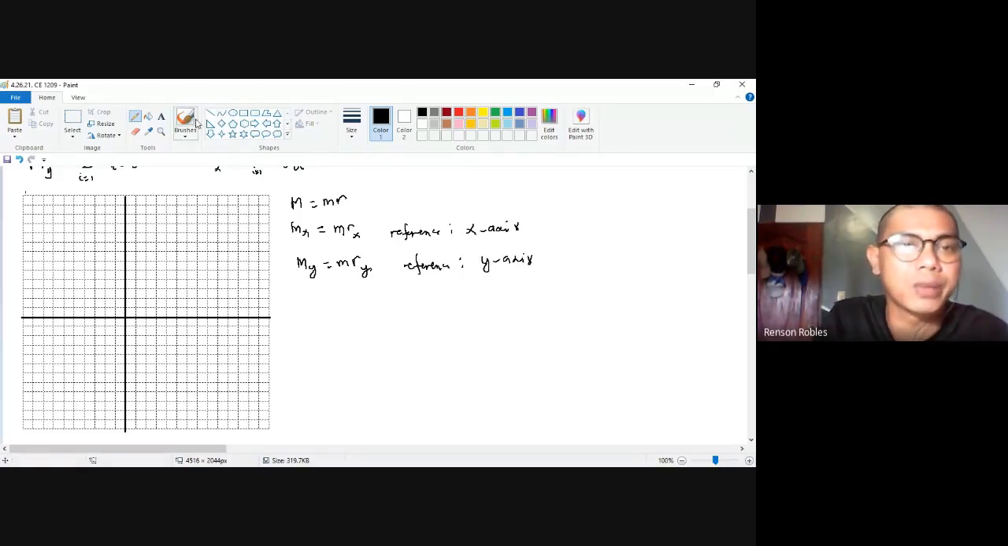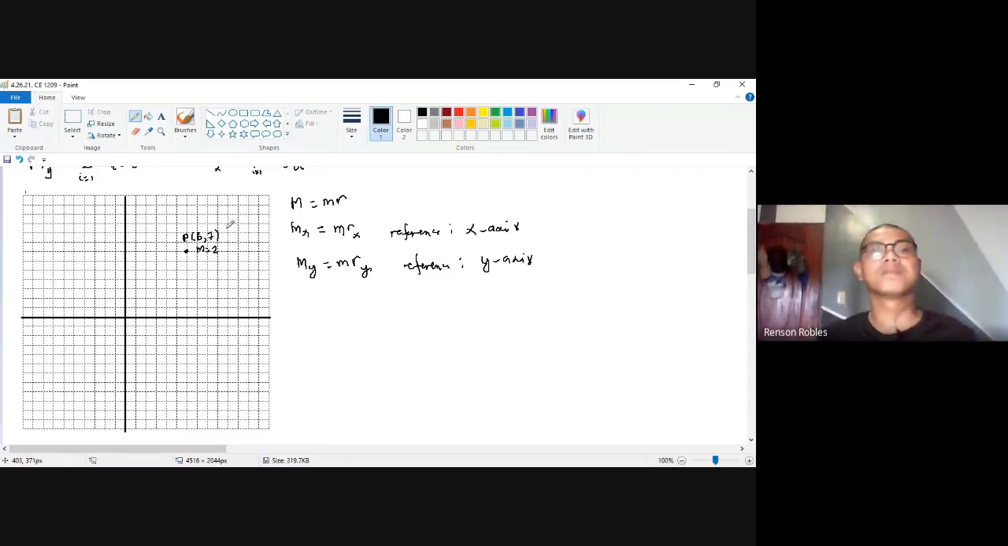Say for example, I will locate a particle. A particle is any object that you can say here. This is a particle with mass equal to 2, and it is located, let's count, 1, 2, 3, 4, 5, 6. You count with me, check what I'm writing on the screen. 6, and then 1, 2, 3, 4, 5, 6, 7. So that is a particle of mass equal to 2 located at the point (6, 7).